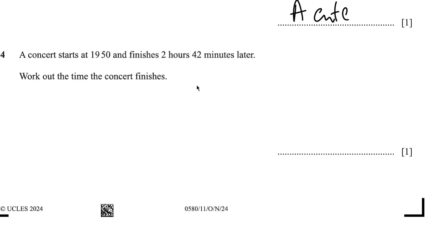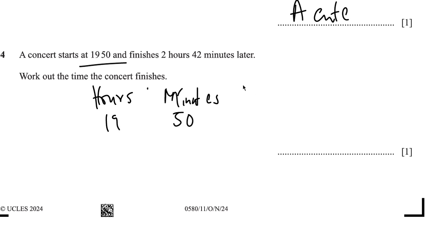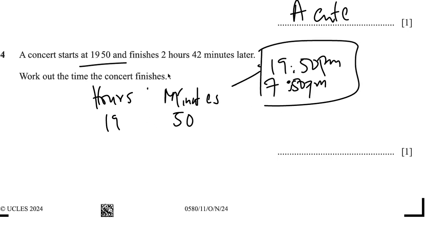Fourth question says a concert starts at 1950 and finishes 2 hours 42 minutes later. Work out the time the concert finishes. So all we simply need to do, we write over here the hours and the minutes place, right? So it says the concert starts 1950, so 19 hours 50 minutes, which is equivalent to 7:50 p.m., right? Depending on the time standard, right? So 2 hours 42 minutes later. So we simply need to add 2 hours 42 minutes, right?